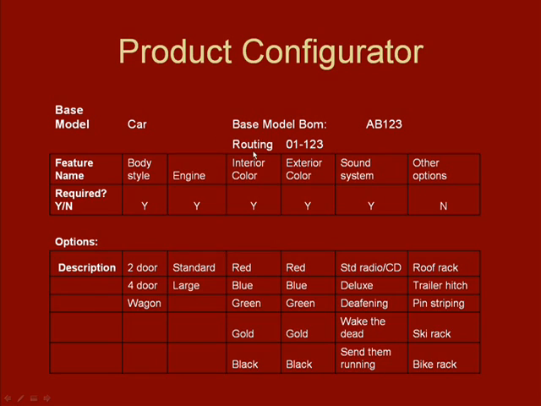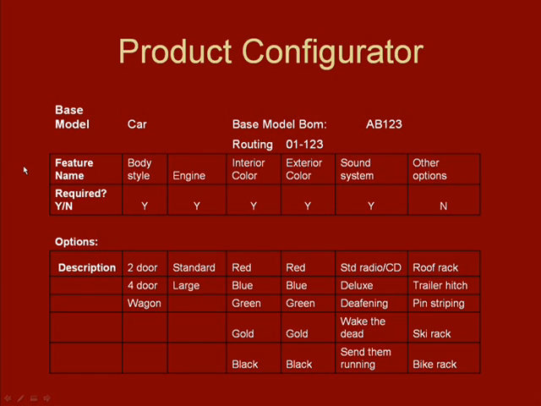The base model also has a routing and an alternate, like any other manufactured part in GrowthPower, to help drive the costing of the product and provide a means for estimating the lead time of the product through MRP and CRP purposes.